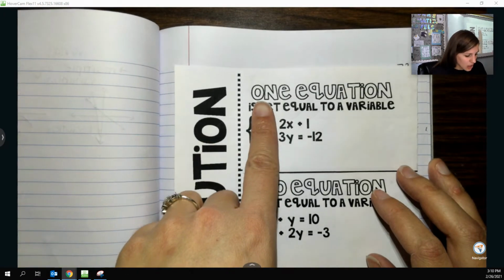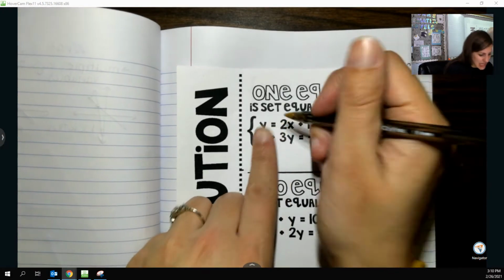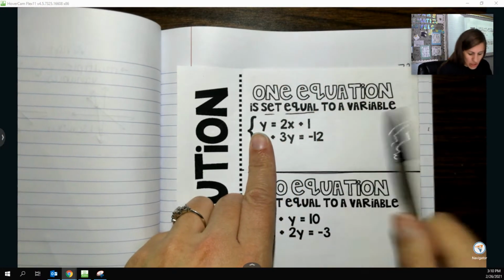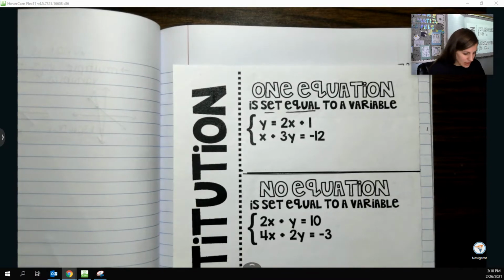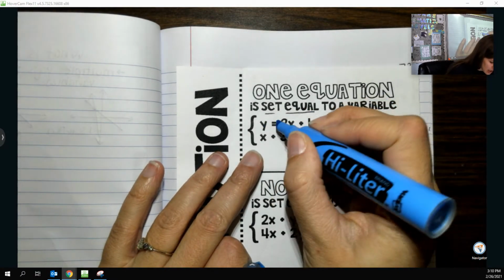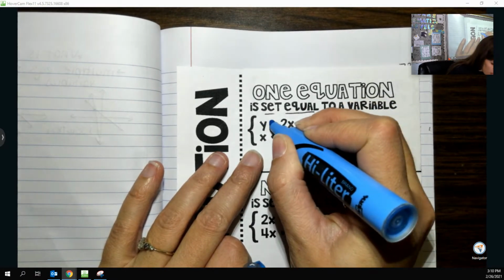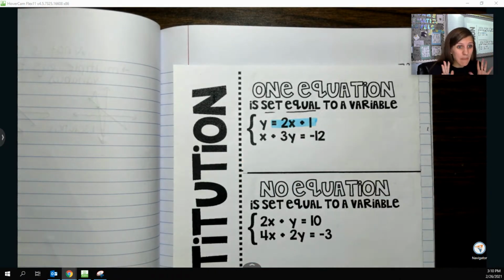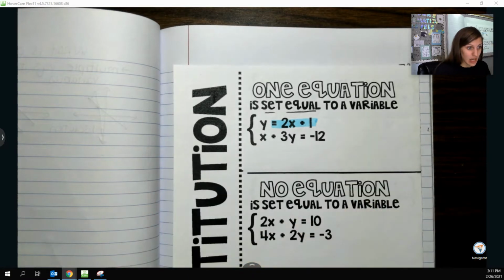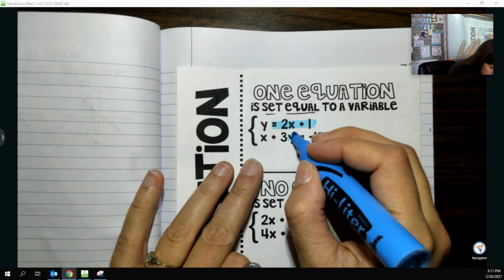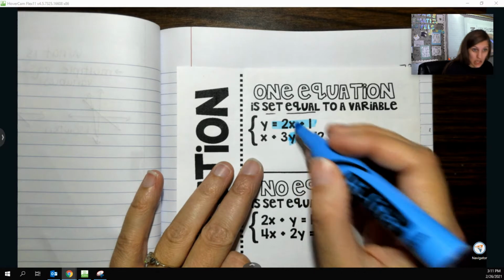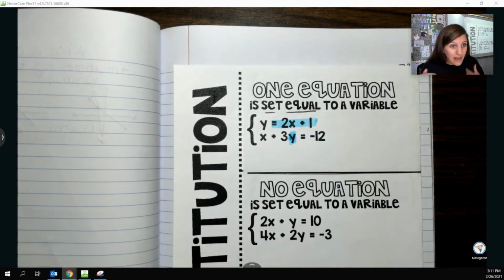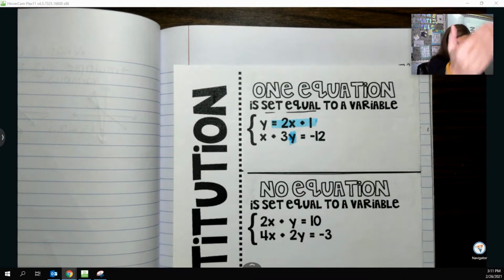If I have one equation that is set equal to a variable, so what that looks like is this one equation already says y equals. If that happens, that is the best case scenario because I kind of know what y is. So in the second equation, wherever I see that y, I'm going to swap those things out, because if they're equal, then I can interchange them.